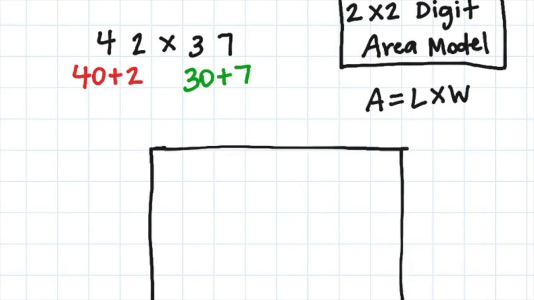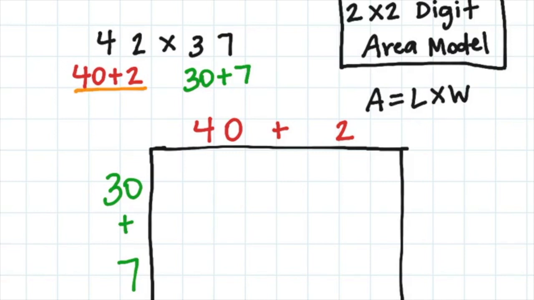All right, so the next thing we're going to do is we're going to take our first number and we're going to write it along the top. Now, of course, multiplication is commutative, which means it doesn't matter which number you multiply first, and likewise, it really doesn't matter which number you put along the top or the side. However, you just want to make sure that the students keep those digits together, that they keep 40 and 2 together, they keep 30 and 7 together. I like to tell them they're on the same team.